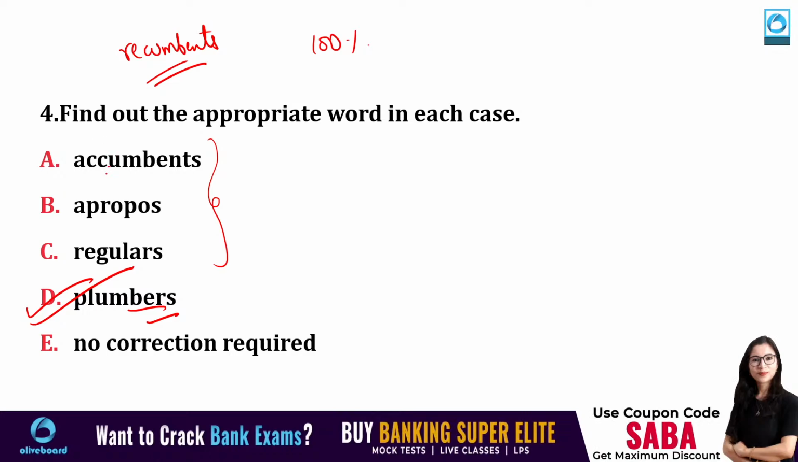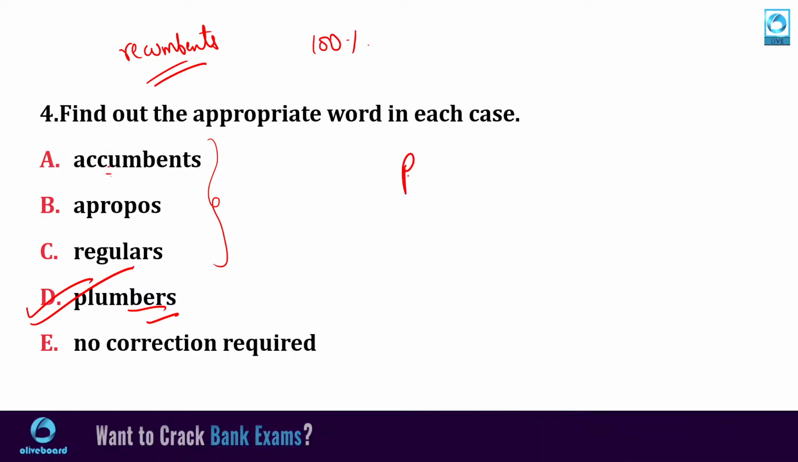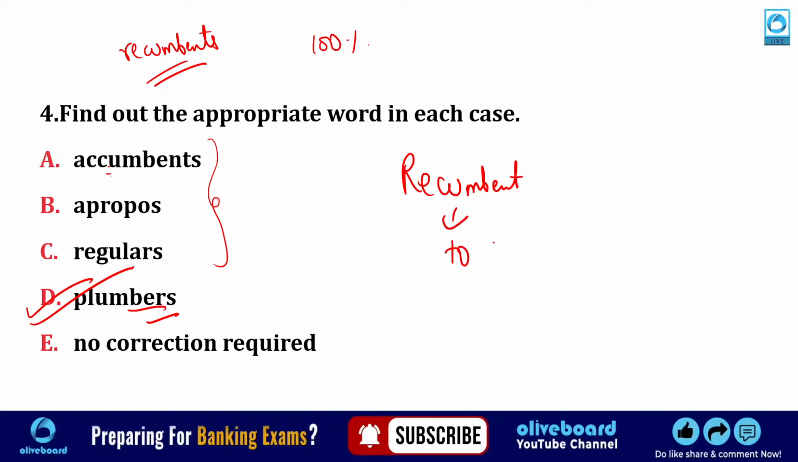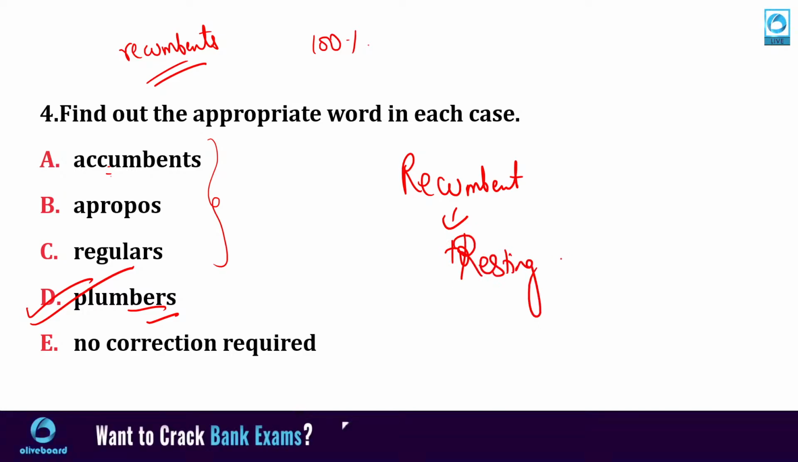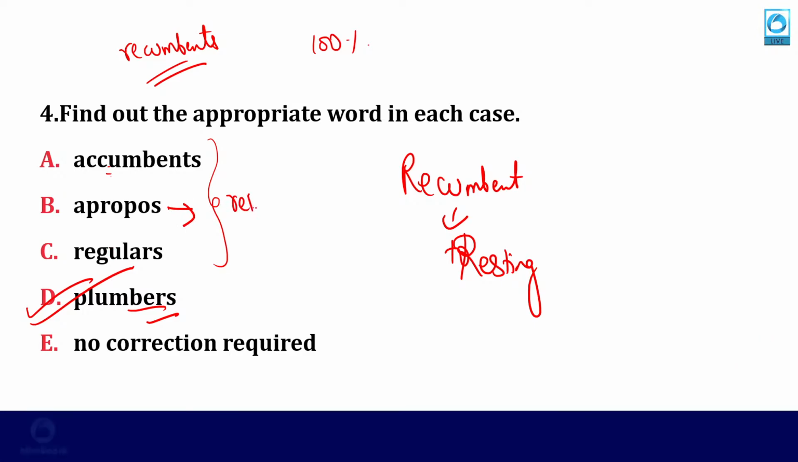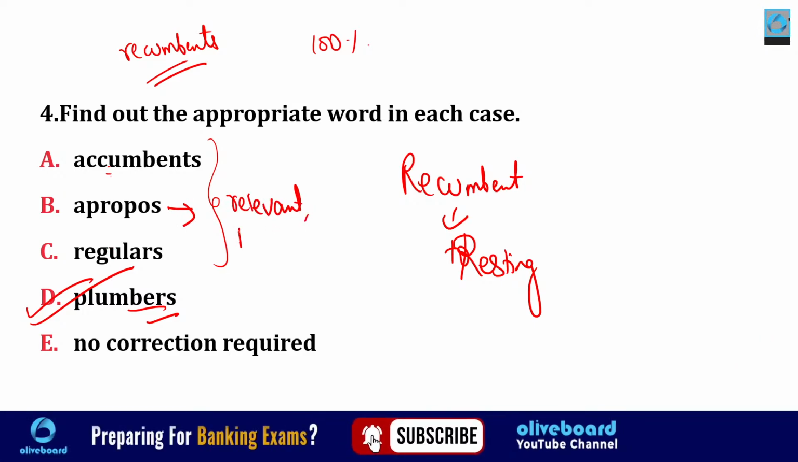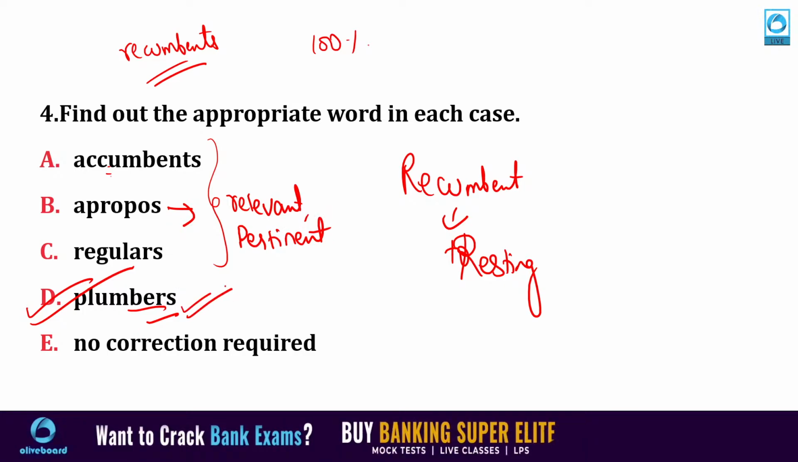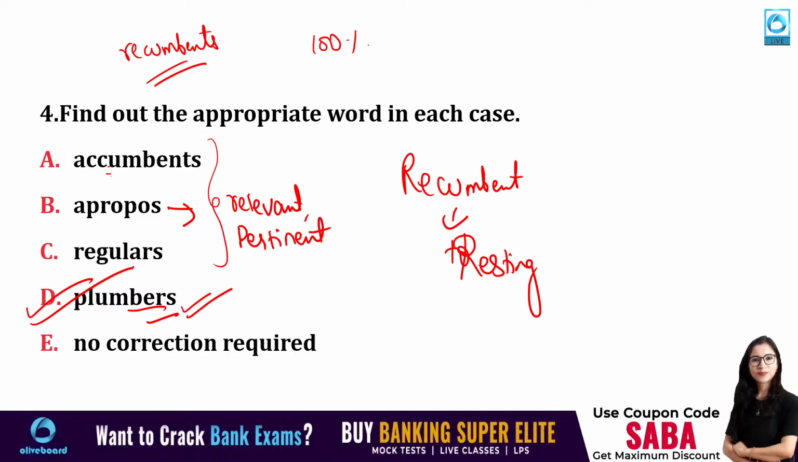And the word recumbent, I don't think this is a sensible word here. Recumbent, for your vocab knowledge you can note down, means to lie down, lying, resting. Resting position is called recumbent. Apropos, this we call relevant, pertinent. You can note down one synonym for relevant, pertinent. We don't need to worry about anything else. Directly, we are talking about different professionals, so we need plumbers. That's it. Understood, everyone? It was a simple one.